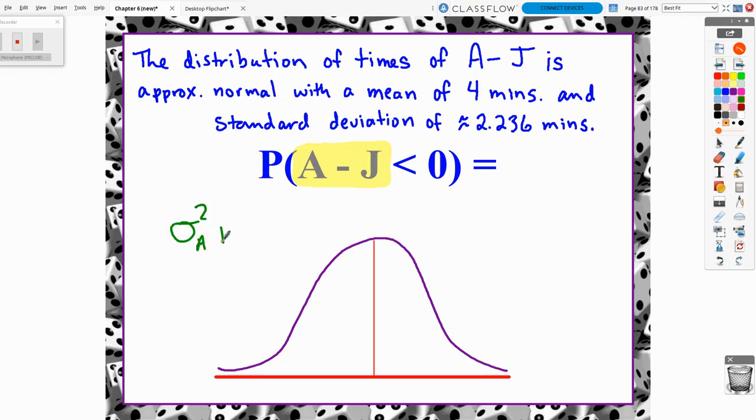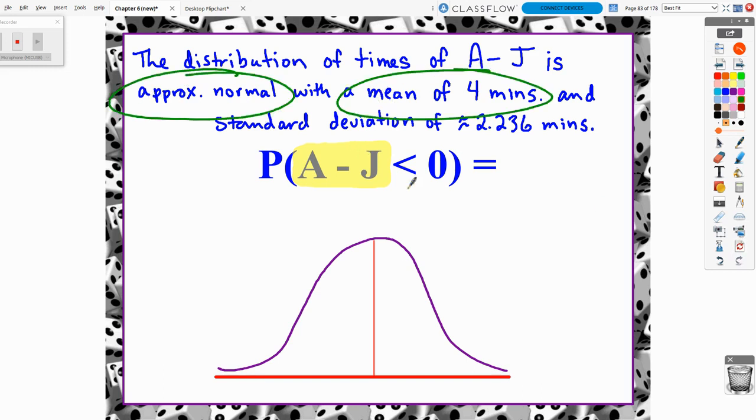So I had to square both of their standard deviations. What was Allison's? Allison's was 1, Julie's was 2. And so this ended up being the square root of 5, which came out to be approximately 2.236. So I have a shape for this distribution. I have a mean for this distribution. I have a standard deviation for this distribution.